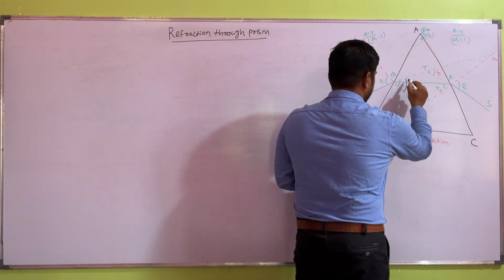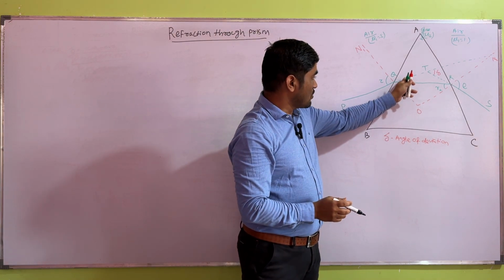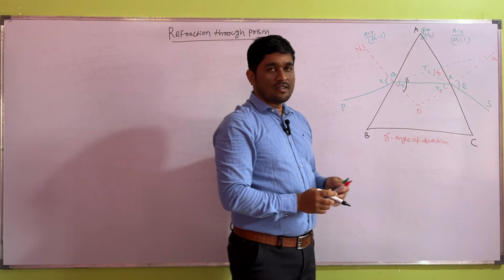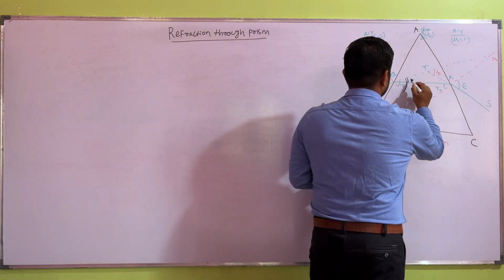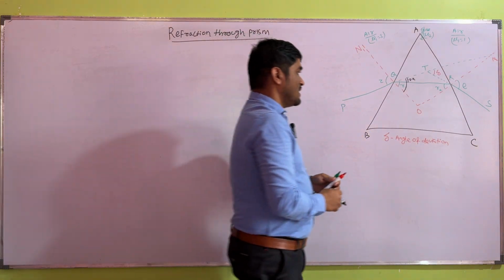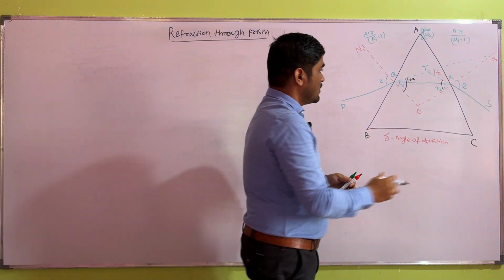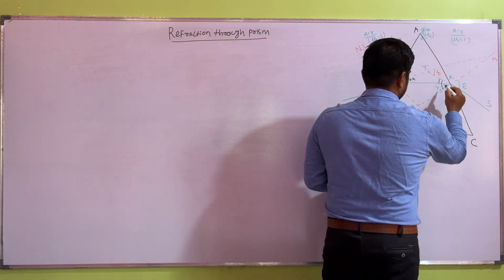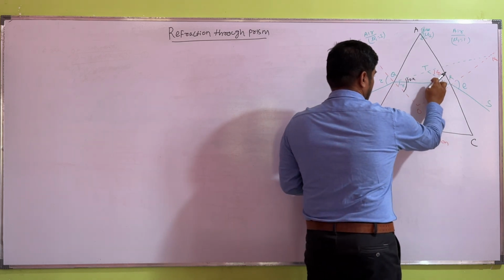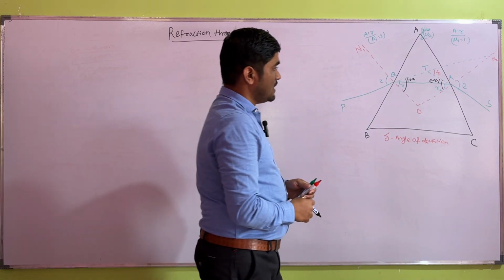Then what will be this angle? Total is I, and this one is R1. So this angle will be I minus R1. Clear? And like here, this angle will be E, the opposite angle, and this angle will be, total angle is E, and this one is R2. So this angle will be E minus R2. Clear?